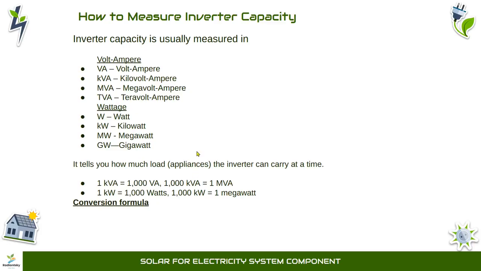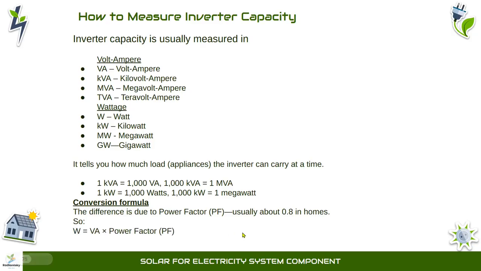Now I want to show you how to convert. Let's say, for example, you are given 1 kVA and you should convert it to wattage. They are not the same measurement. There is always some conversion process to it. There is always a power factor that differentiates them. The difference is due to power factor, usually about 0.8. So if you are converting VA to wattage, you need to include this power factor, and this is the formula.